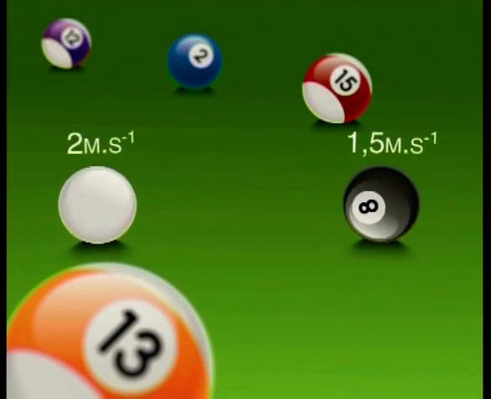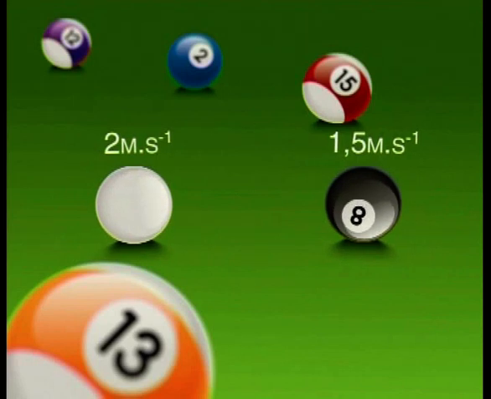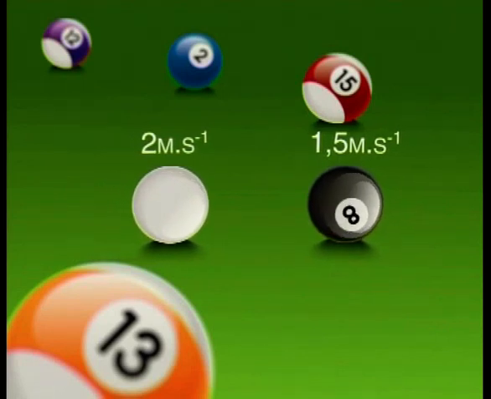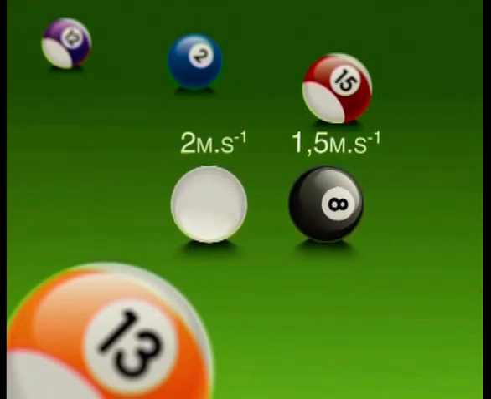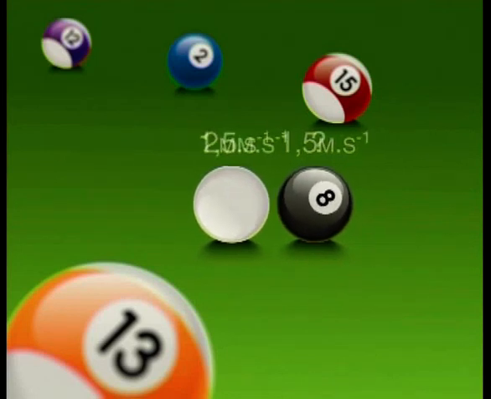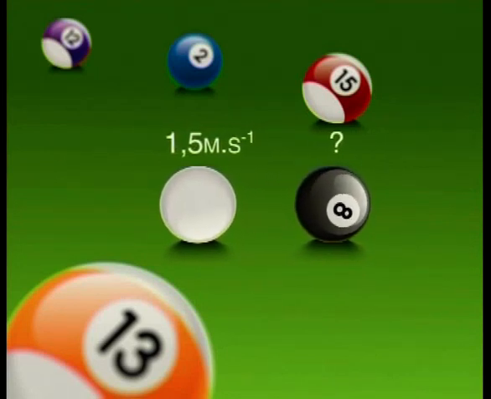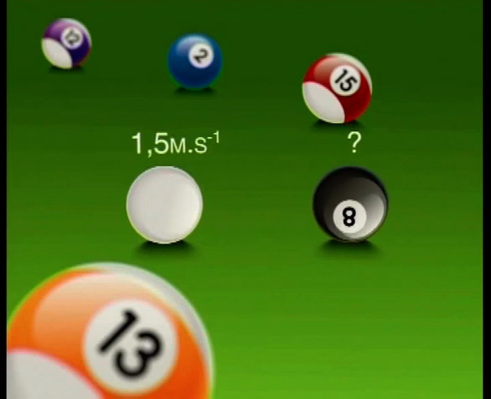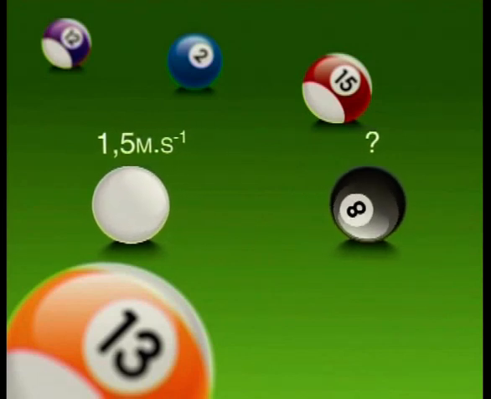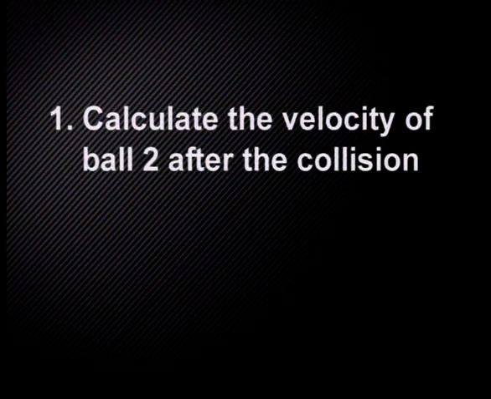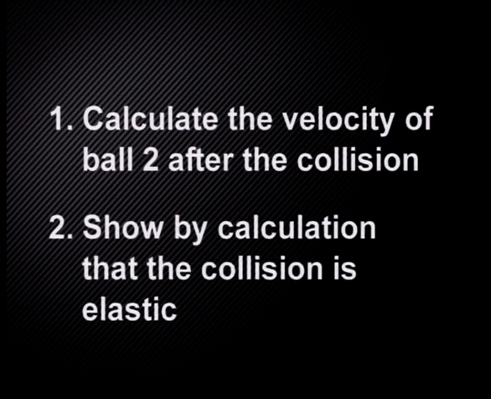Both balls have a mass of 150 grams. Ball 1 is traveling at a speed of 2 meters per second and ball 2 is traveling at a speed of 1.5 meters per second. They collide head-on. After the collision, ball 1 travels at 1.5 meters per second to the left. With this information, you should be able to calculate the velocity of ball 2 after the collision, and then work out if the collision is elastic.